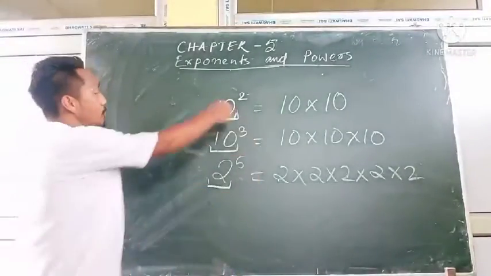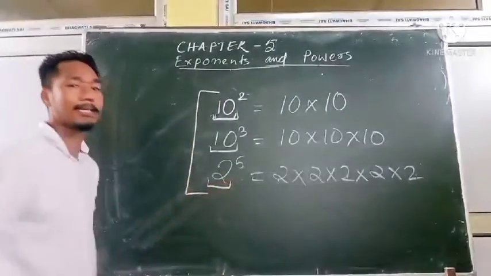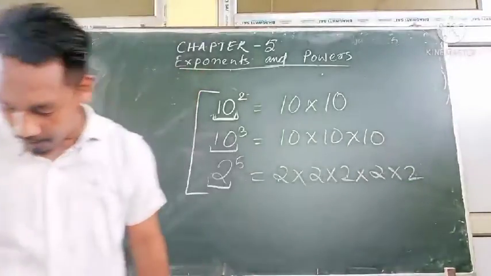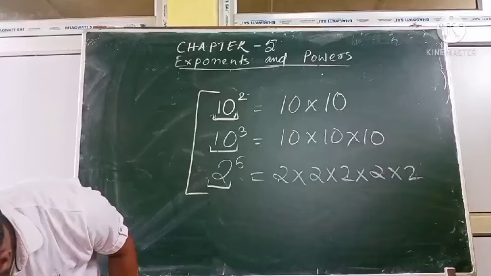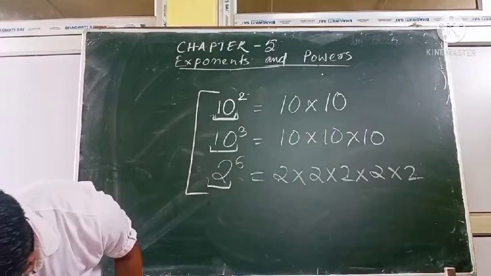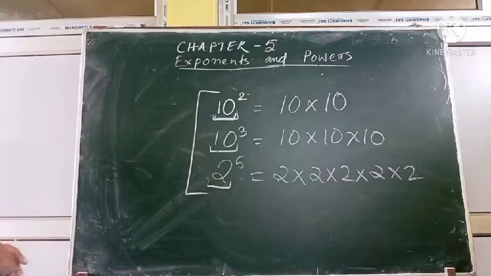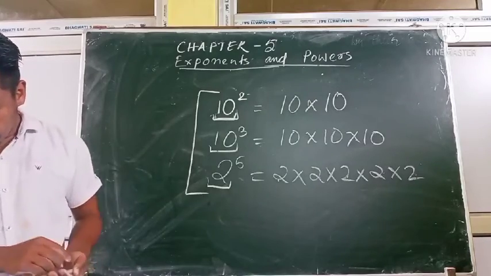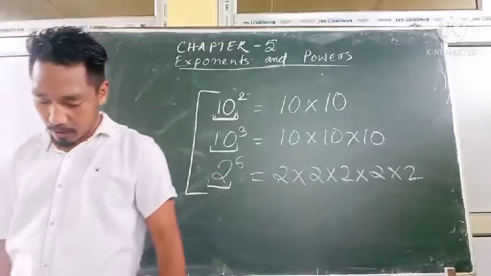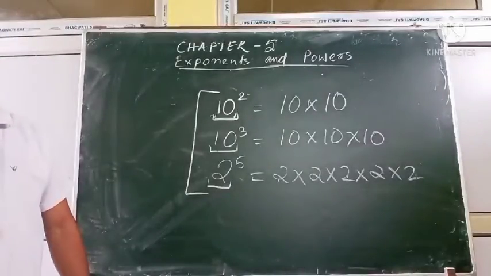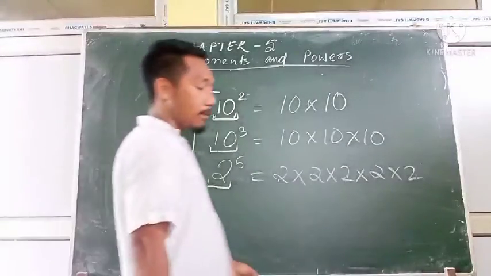And a number written in this form, we call an exponential form. Sometimes we also call this an index. So remember all this.